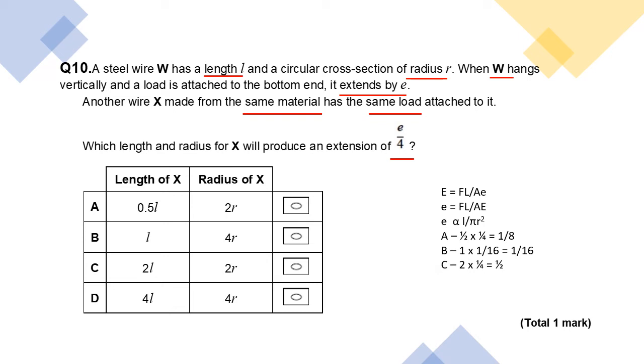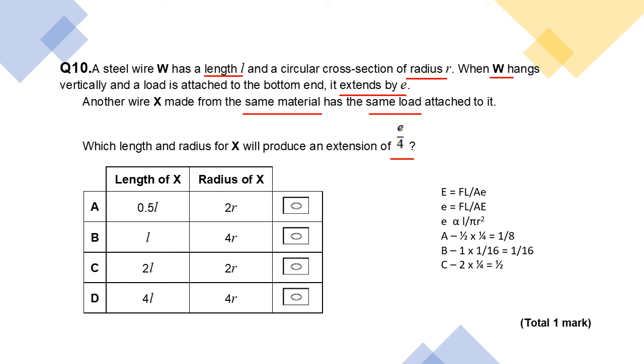C, length doubles, so the extension should also double. Again, radius doubles, so area increases by a factor of 4. Extension should decrease by a factor of 4. So if you combine both the changes to length and radius, the total extension goes down by a factor of 2. Again, we don't want that.